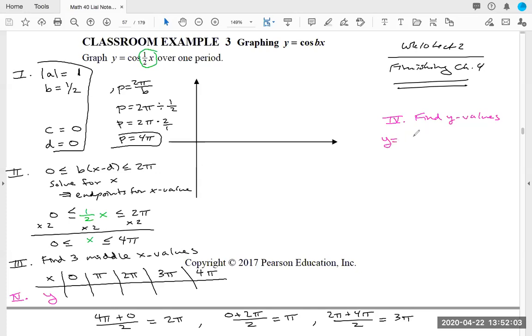So y equals cosine of 1/2 times my x value. This is when x equals 0, so that's cosine of 0, and we know that cosine of 0 is 1. I'll do one more for good measure, but I'm going to plug in the rest after to make it a little bit quicker. So we have cosine of 1/2 times pi, that's cosine of pi over 2, which is 0.